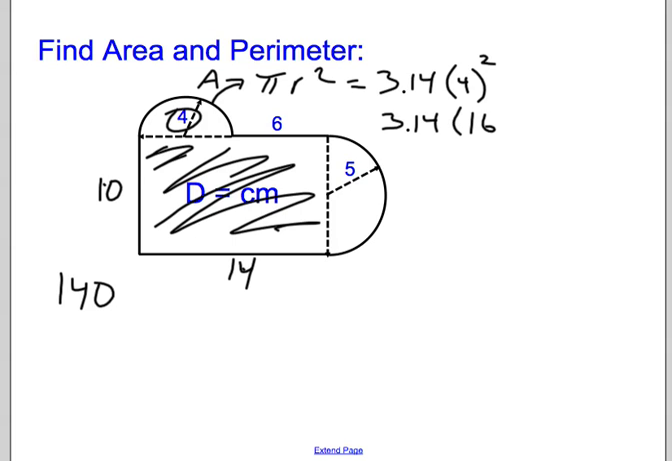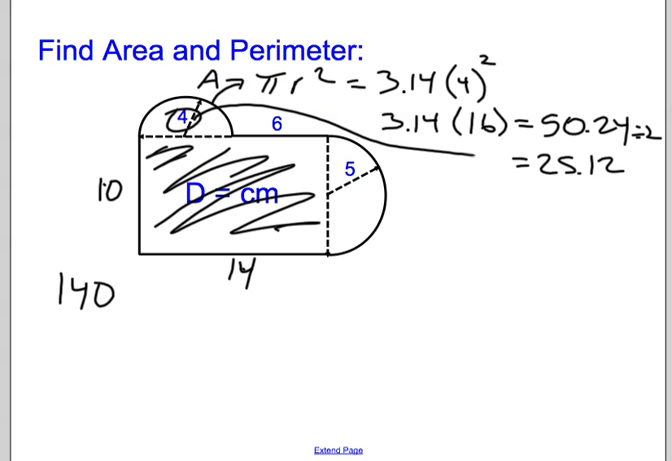3.14 times 16. Again, use my calculator. Times 16 is 50.24. But we have to divide that by 2 since it's a semicircle. So divide by 2, 25.12. So there's your area for your smaller semicircle, 25.12.